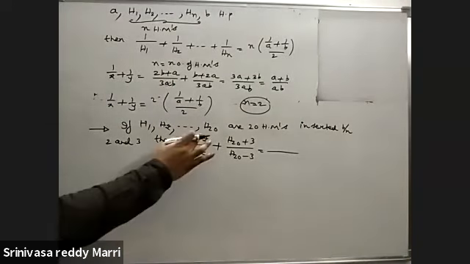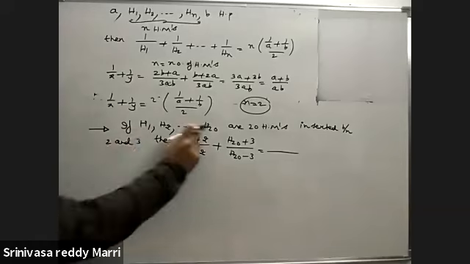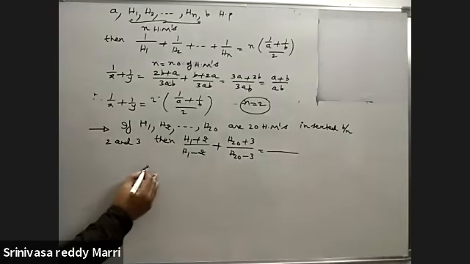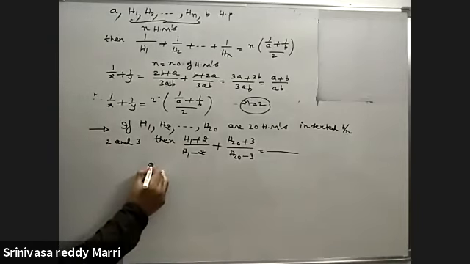Okay. Now in between 2 and 3, there are 20 HMs. Look at it. That means what you have to write? 2, H1, H2, H3 and so on, up to H20, then 3.